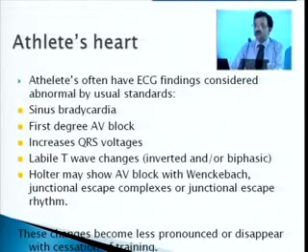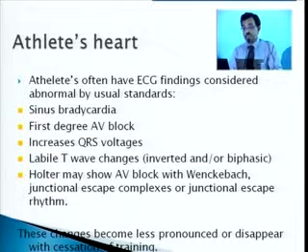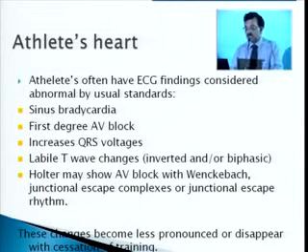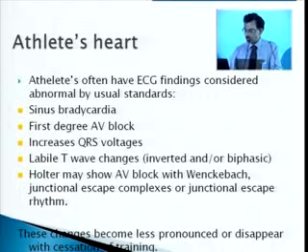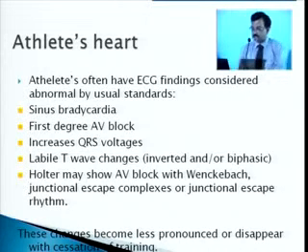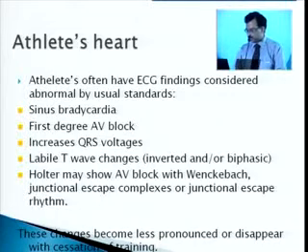At the same time, these athletes have some varying types of ECG changes. They can have sinus bradycardia, they can have first degree AV block, and even in some cases increased QRS voltages, and labile T inversions and biphasic T waves are all present in athlete's heart. Sometimes they get even second degree AV block, and Wenckebach block has also been reported. Junctional escape rhythms have been reported. These are all because of the increased vagal tone, and of course these changes become less pronounced as their athletic training comes down.